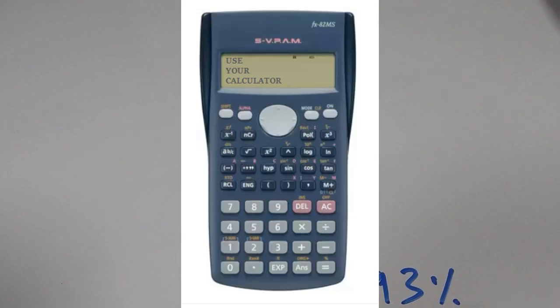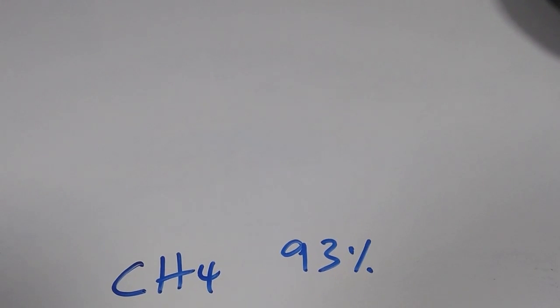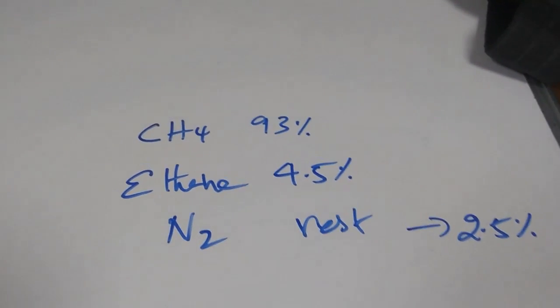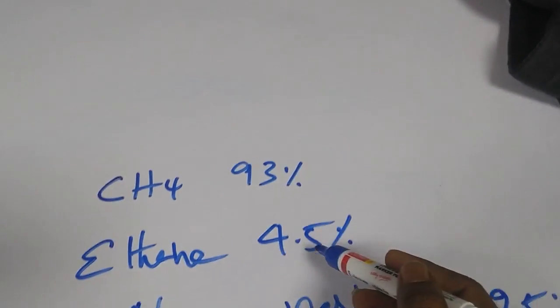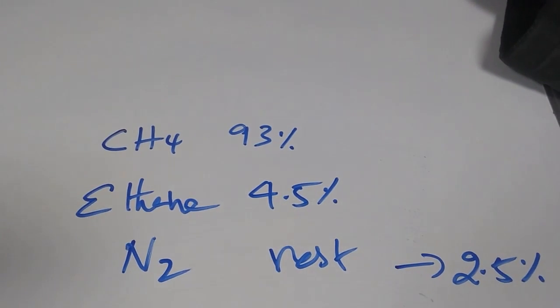In this problem, the composition is given: methane 93 percentage, ethane 4.5 percentage, and nitrogen rest. So what is the percentage? 93 plus 4.5 is 97.5, which means 2.5 percentage is nitrogen. 100 minus 93 minus 4.5 gives 2.5 percentage nitrogen.